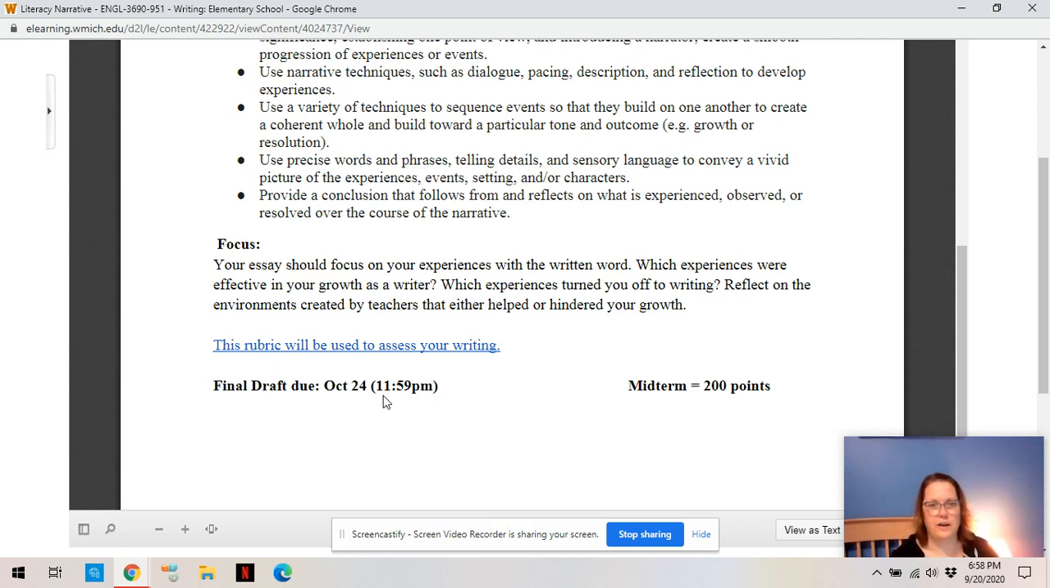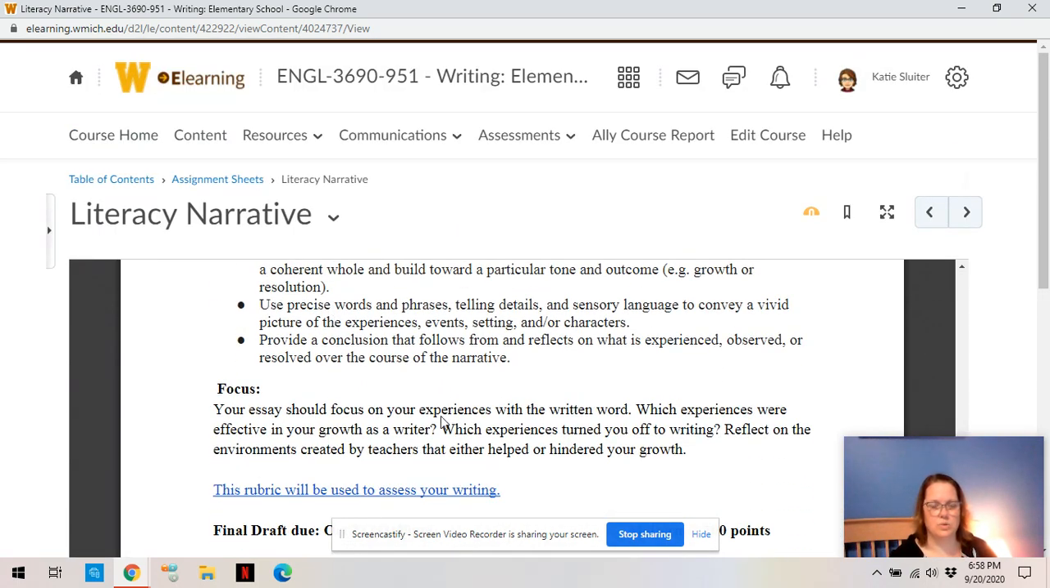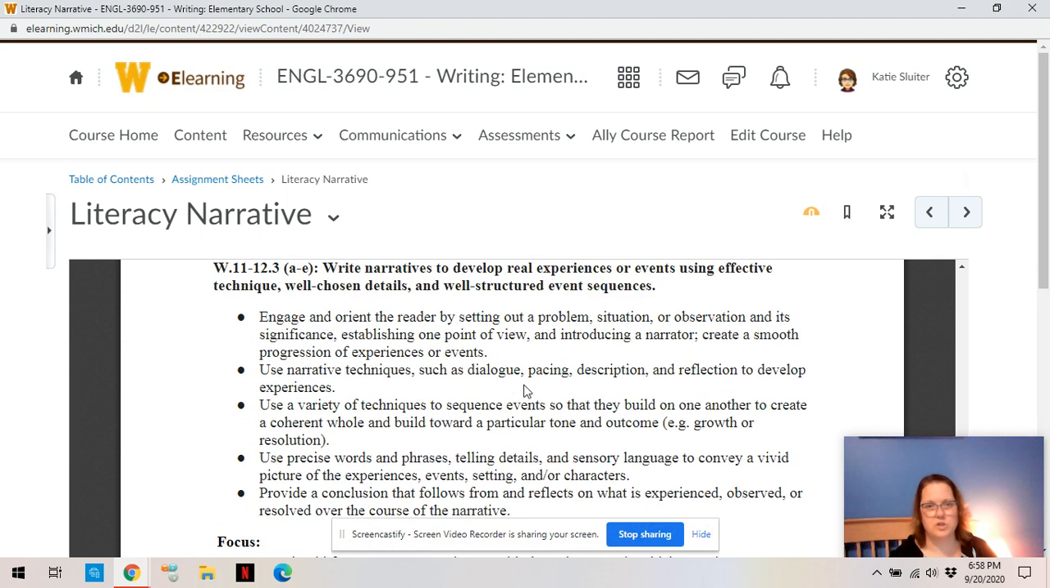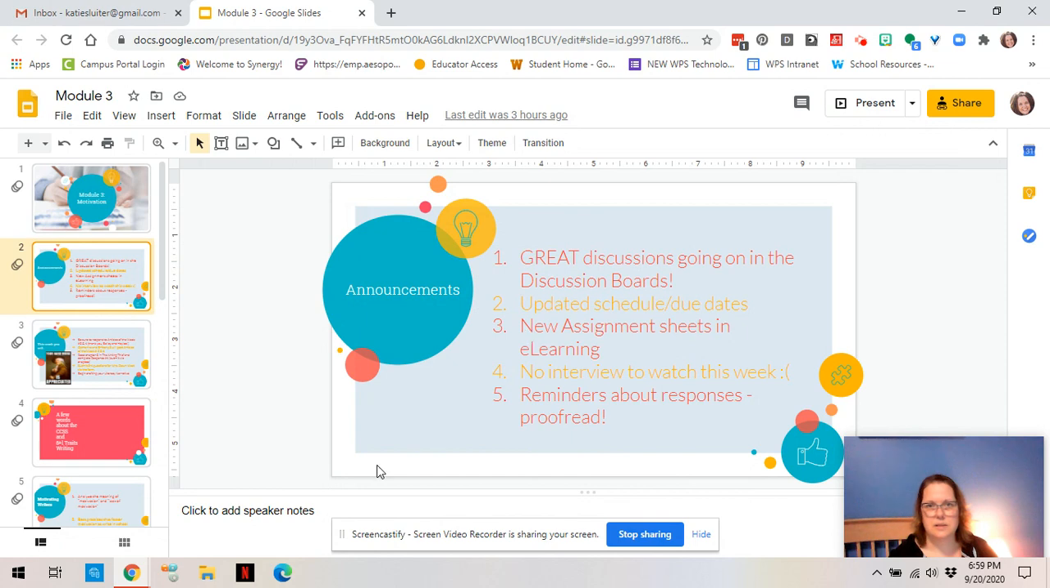The final draft will be due October 24 at 11:59 p.m. and be worth 200 points. I also linked here to the rubric, if you open this, which is basically these things. Okay, let's see.